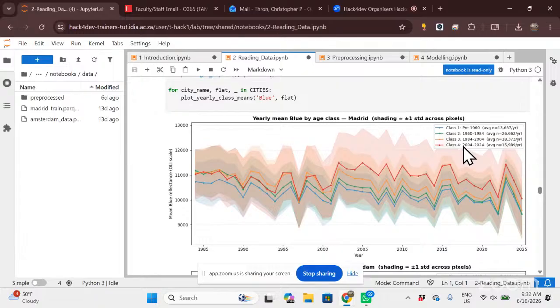Now, what are these shaded regions? Well, this is a standard deviation. That's the variation within that year. Of course, not all pixels have the same value; there's some variation. The red is class 4, the orange is class 3, the green is class 2, and the blue is class 1. So what do you notice?